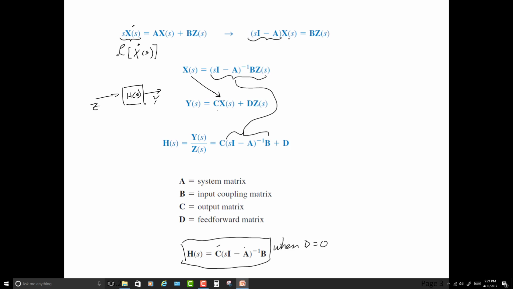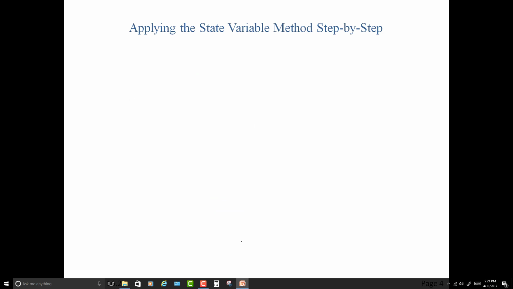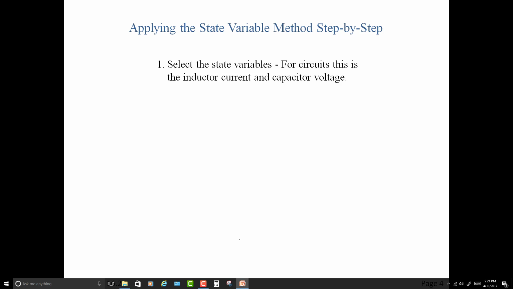It's constant matrix, constant matrix, constant matrix. The identity matrix, once you know the size, and that's what, an n by n. And then we take the inverse. All right. So let me just summarize then with applying the state variable method step by step. Very similar to what we've already seen.